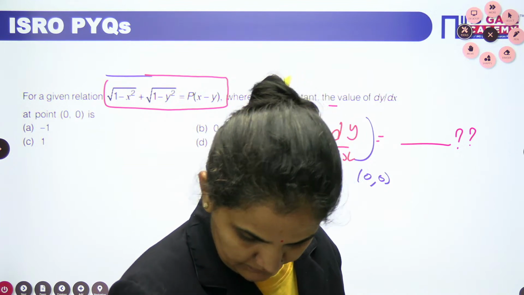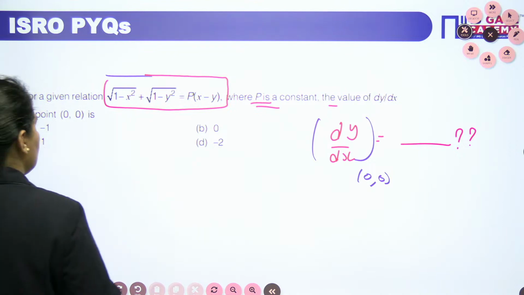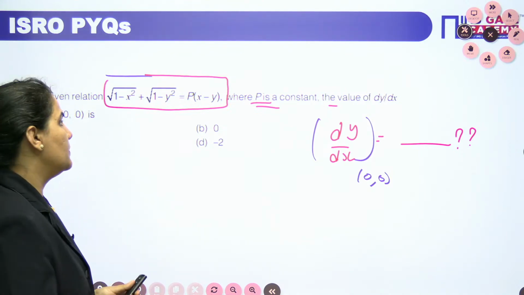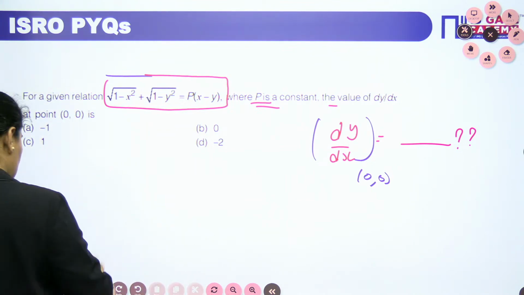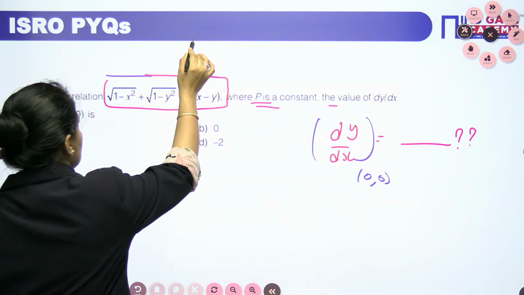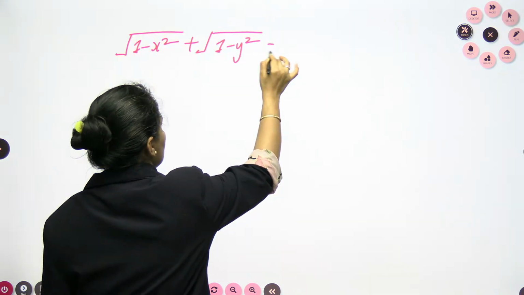Okay, let's approach it. What is the solution for this question? So what is given to me? Root of (1 minus x square) plus root of (1 minus y square) equals p times (x minus y). Okay, all right. So we need to find out dy by dx. What is given to me, I will start from here: root of (1 minus x square) plus root of (1 minus y square) equals p.